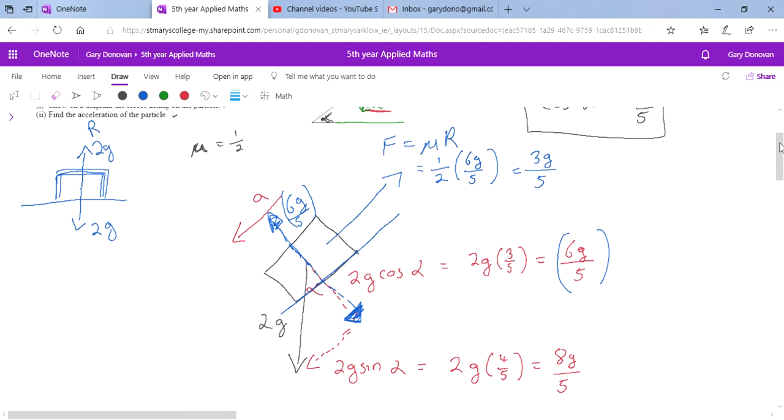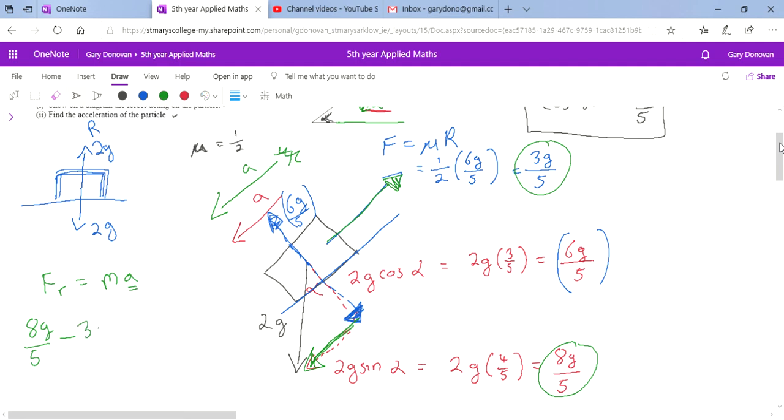Now we want to figure out our F equals ma equation. Remember, we're looking for the forces in the same direction or same plane as the acceleration. So the acceleration is in this plane. What forces are in that plane? Definitely this one, 3g over 5, and the other force in that direction is this one, 8g over 5. Now we assume that it's going to move down the plane, so the 8g over 5 must be bigger than the 3g over 5, to get our resultant force equals 2 times a.